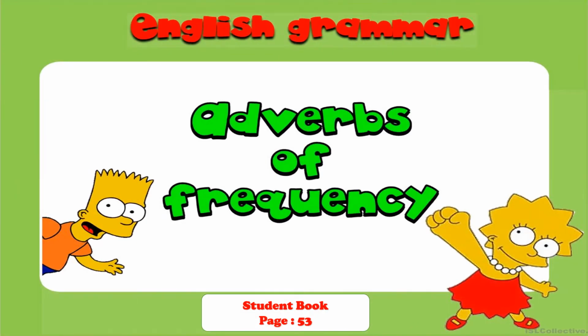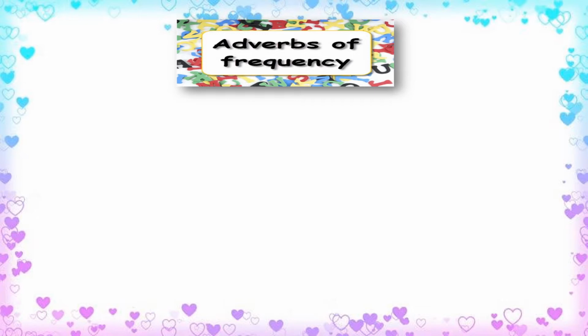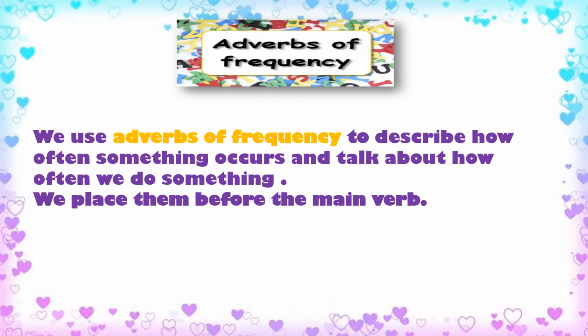Our lesson today is going to be a grammar lesson about adverbs of frequency, student book page 53. We use adverbs of frequency to describe how often something occurs and talk about how often we do something. We place them before the main verb.